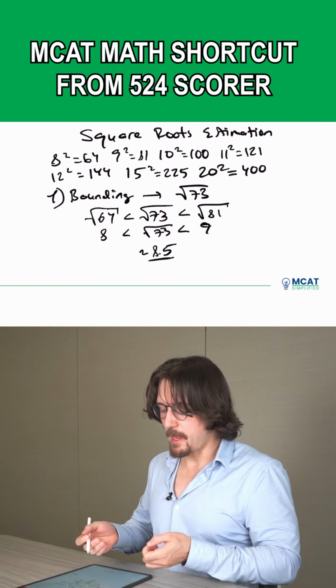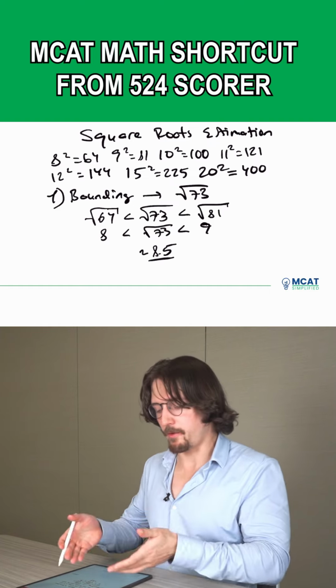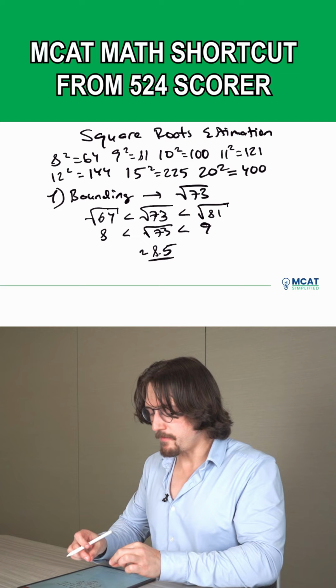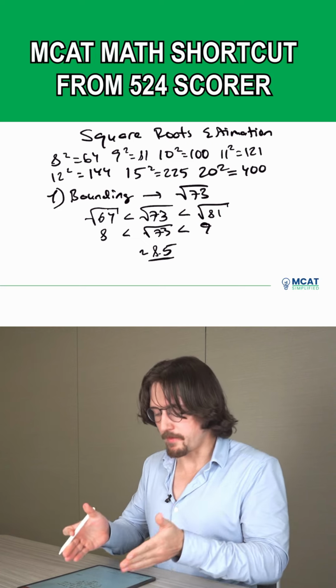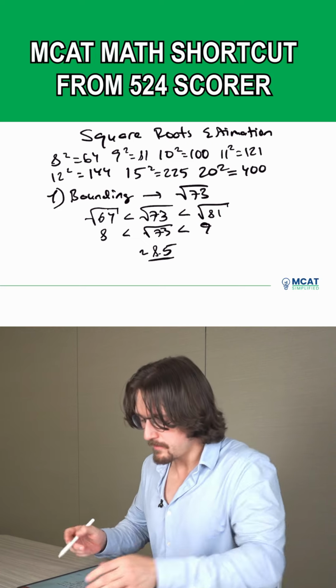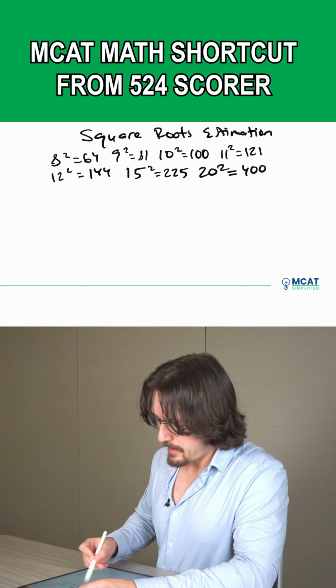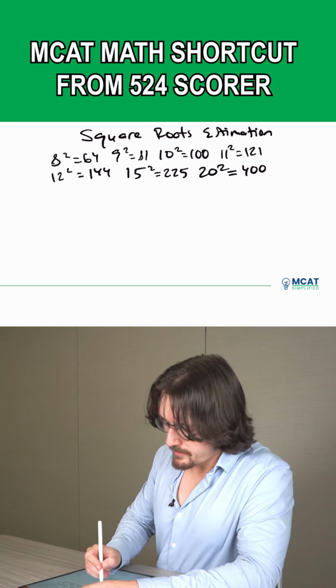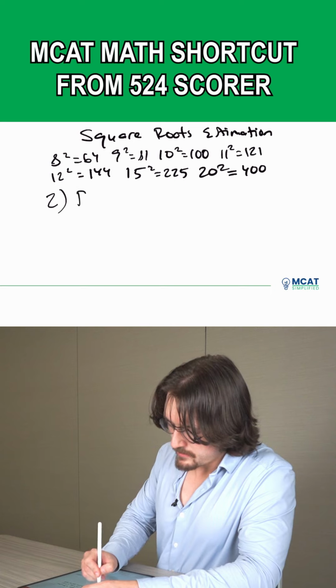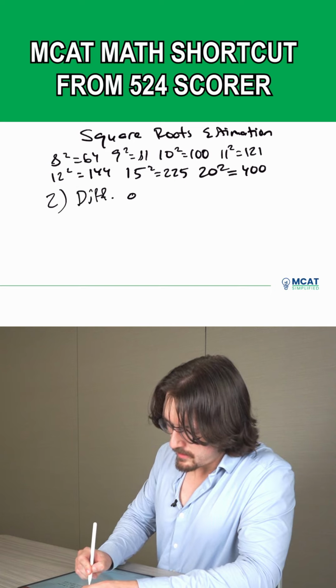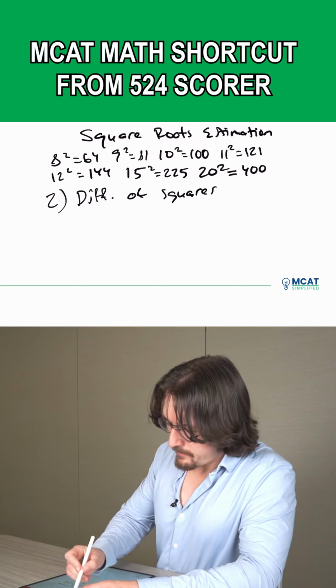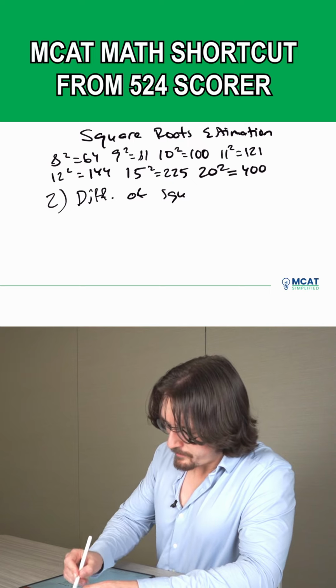So whenever you have a square root that you can't just immediately solve, try to find two perfect squares on either side of it and apply this bounding principle. Now, there's also another trick that you can remember, which is basically called the difference of squares. And so again, for this one, let's use an example.